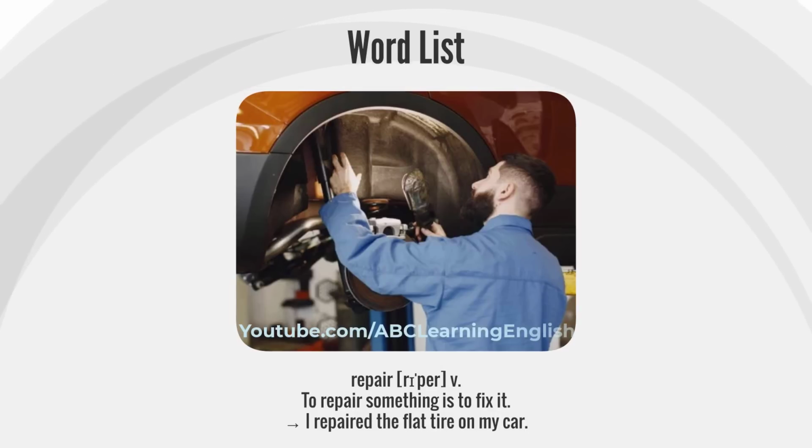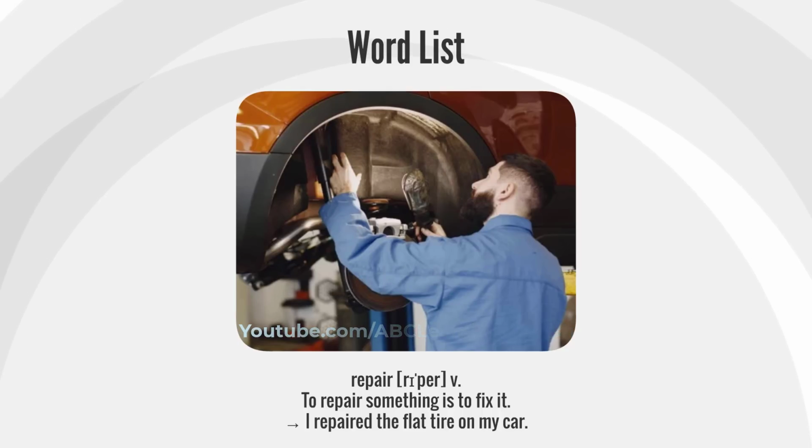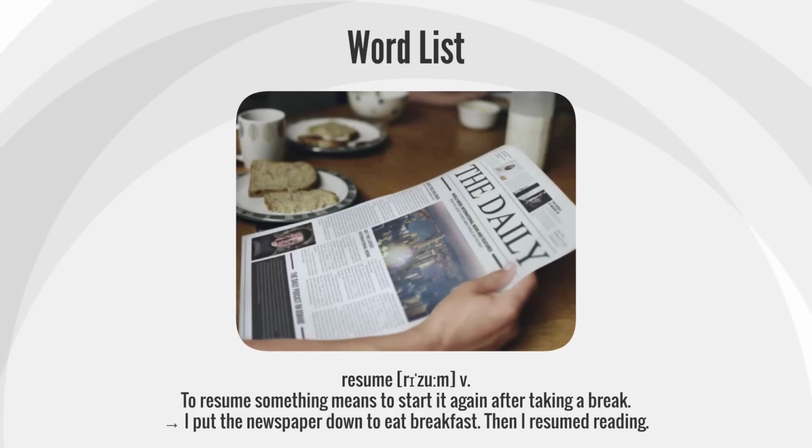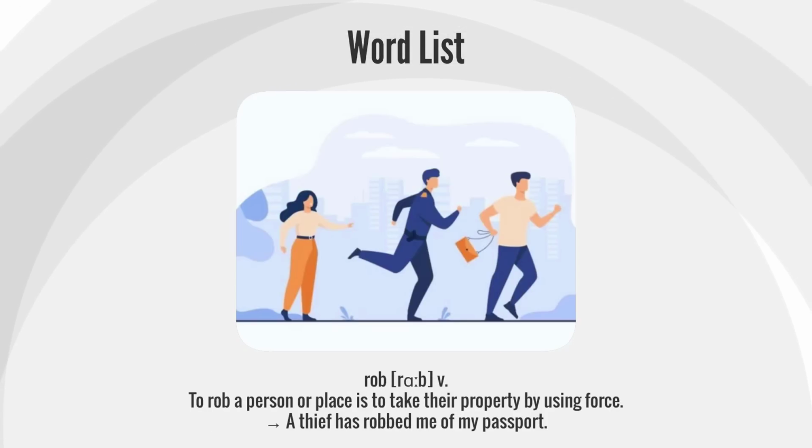Repair. To repair something is to fix it. I repaired the flat tire on my car. Resume. To resume something means to start it again after taking a break. I put the newspaper down to eat breakfast. Then I resumed reading. Rob. To rob a person or place is to take their property by using force. A thief has robbed me of my passport.